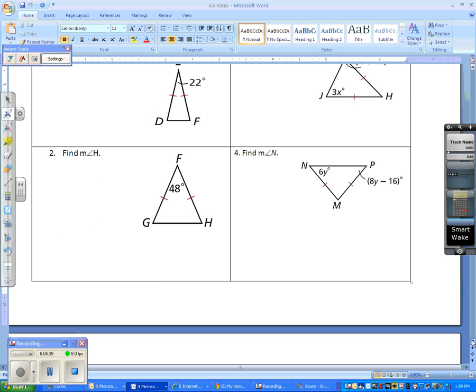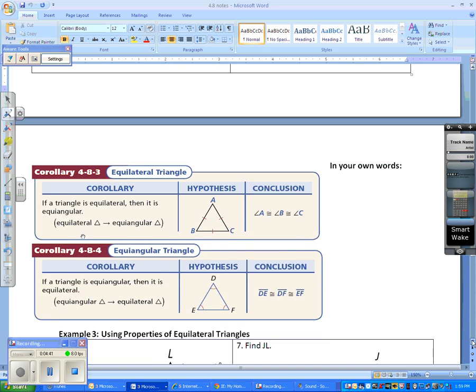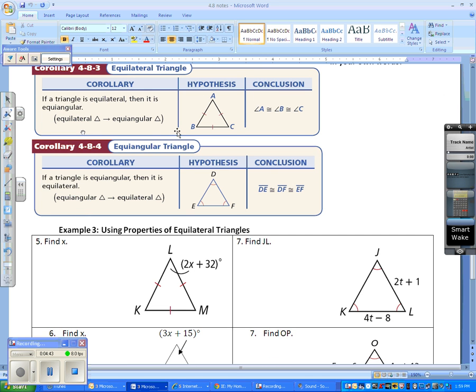Okay, last thing we're going to talk about is the equilateral triangle. Equilateral triangle, all the sides are congruent. So since all the sides are congruent, that means all the angles are going to be congruent. And we also said, this is another side note, that all the angles equal 60 degrees, right? Because 60 plus 60 plus 60 has to equal 180 degrees. So that's the equilateral triangle theorem, you could call it.